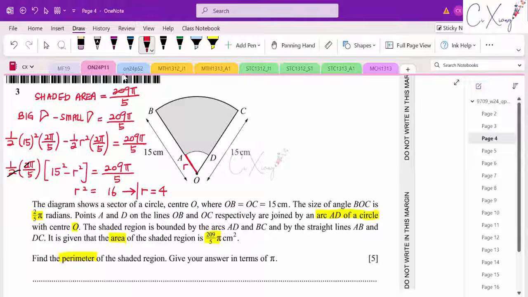Okay, so please take note that we are going to ignore the negative value for R, because for any radius, it should be a positive value. Okay, so we successfully get R equals 4, but this is not the final answer yet, because for the question, they are asking for what? They're asking for the perimeter of the shaded region. Okay, so let's start and find out the perimeter.